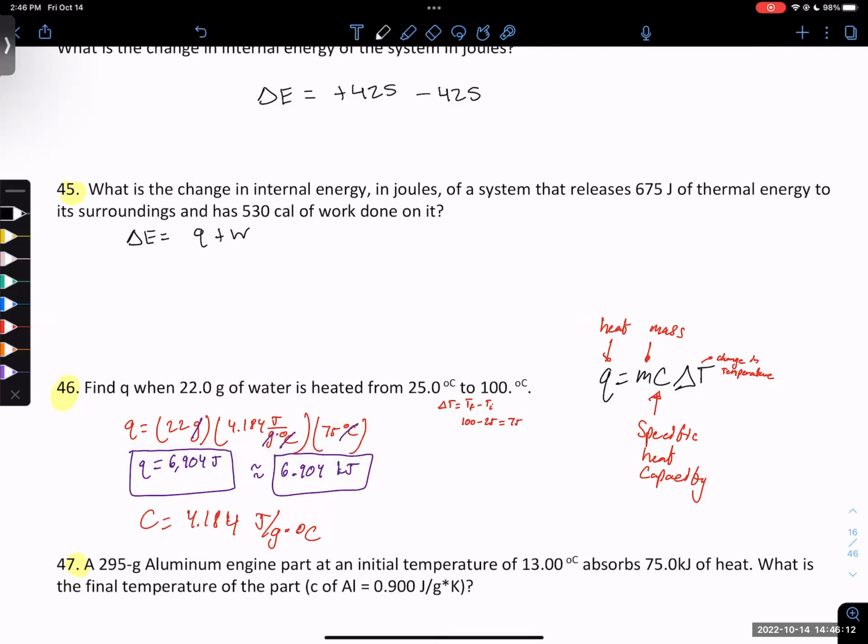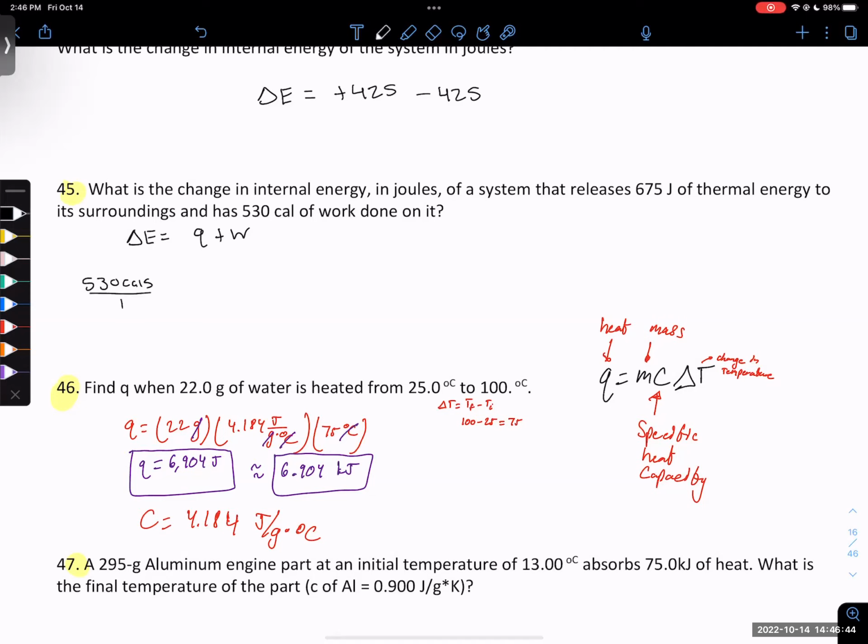All right, so it says a system that releases 675 joules of thermal energy. We know if it's releasing, that's negative, right? Thermal energy to the surroundings, and 530 calories of work done on the system. It's always important to know your units. You can't add calories to joules because they're not the same units. So first we need to convert 530 calories to joules.